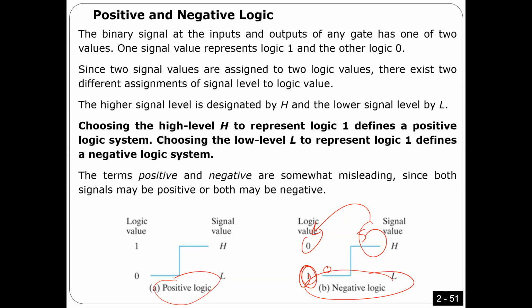Okay, but you need to be careful here. Negative doesn't mean it is negative voltage. Negative here means you flip the logic. The low voltage, which is 0, I'm going to consider logic 1, and the high voltage, I'm going to consider logic 0. Both of them can be positive voltage. So negative here doesn't mean it's a negative voltage. It doesn't mean that, okay?